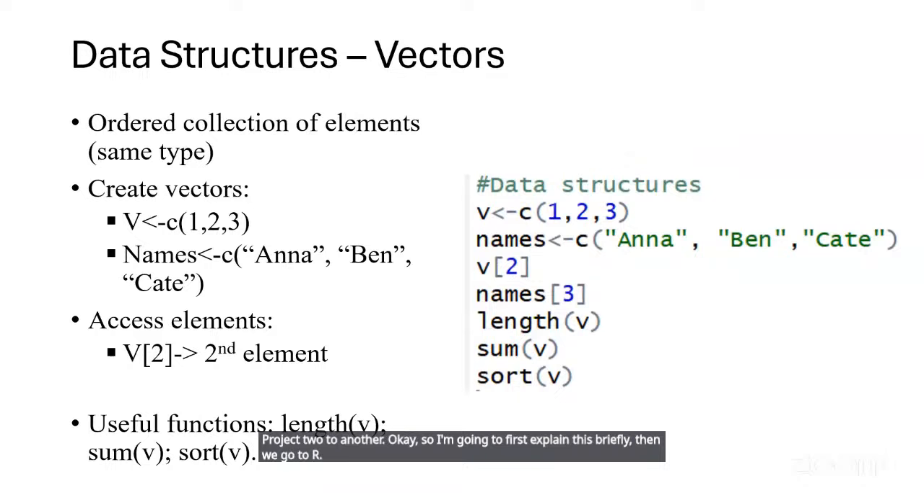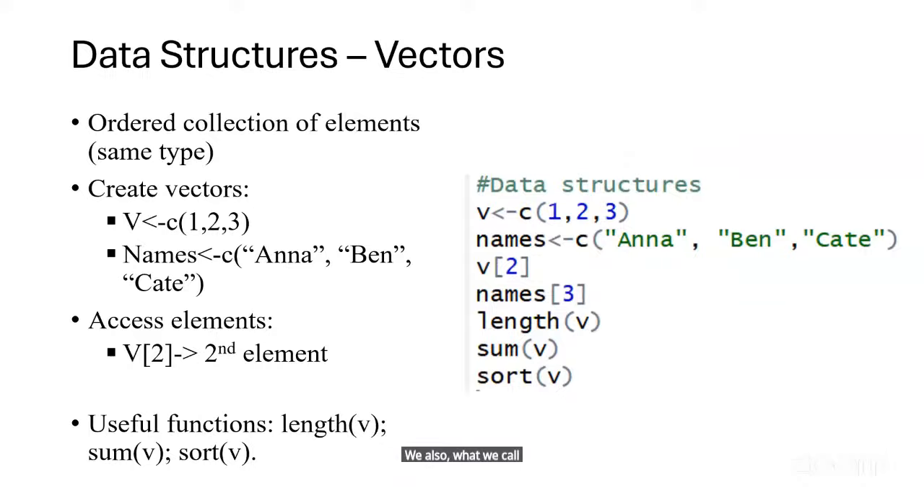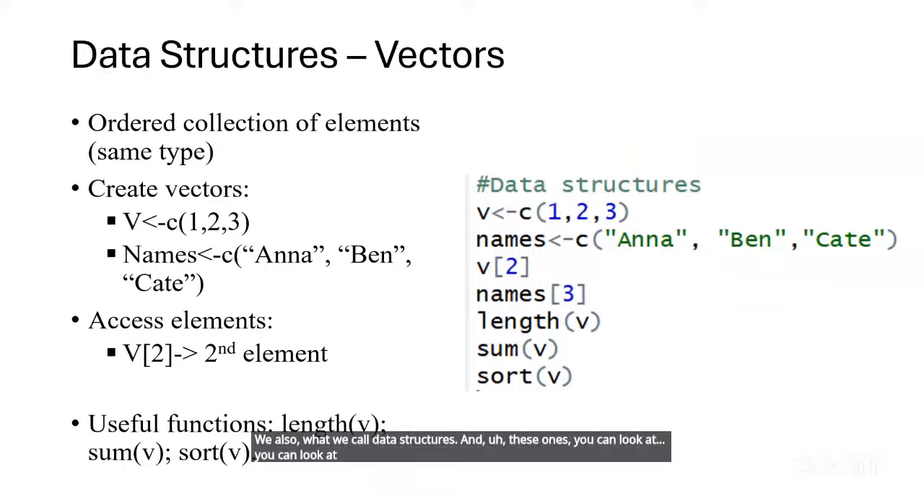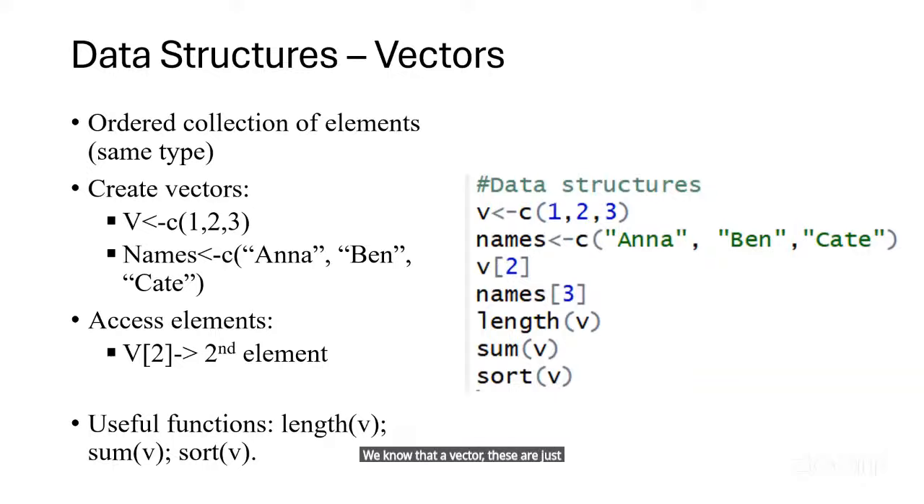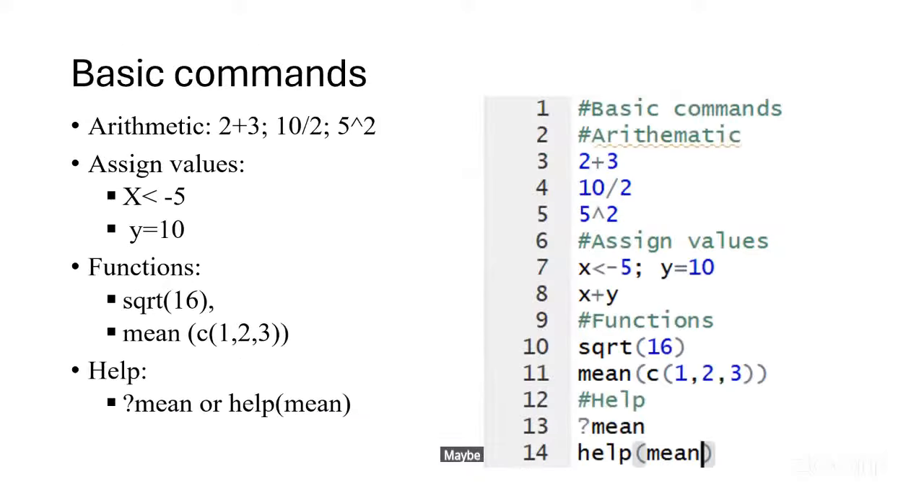We also have what we call data structures, and you can look at these in terms of vectors. We know that vectors are just ordered collections of elements. So you can create a vector. For example, remember we talked about this briefly. Let me first go back and explain the part of assigning values.